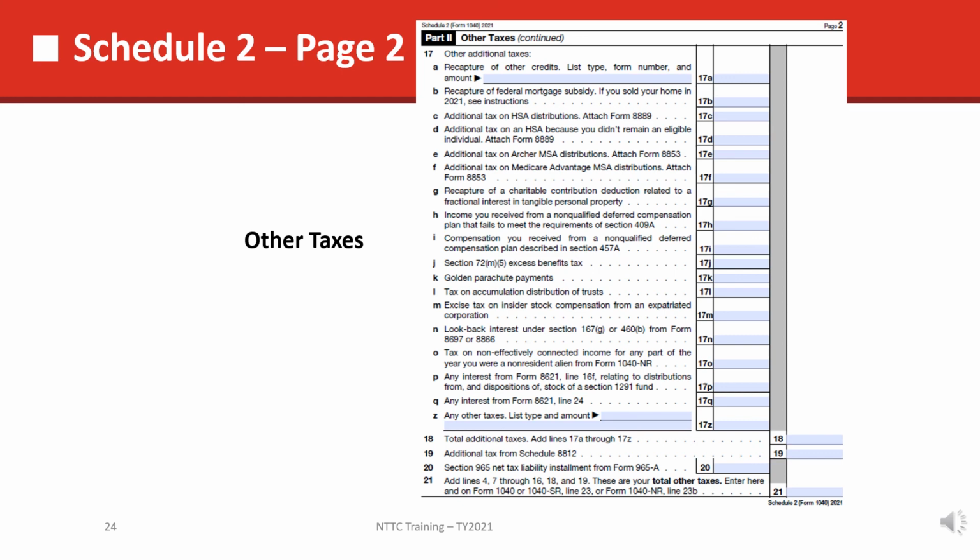Schedule 2, page 2. Here are more additional taxes that are just a continuation of the previous page. A lot of these are quite obscure, so I'm not going to really talk about them. They happen pretty rarely, but you may run into them from time to time.